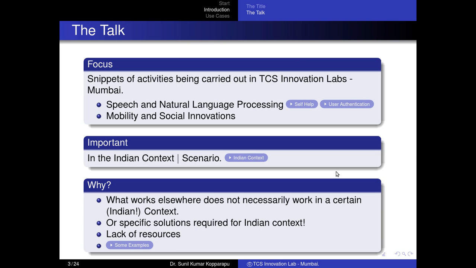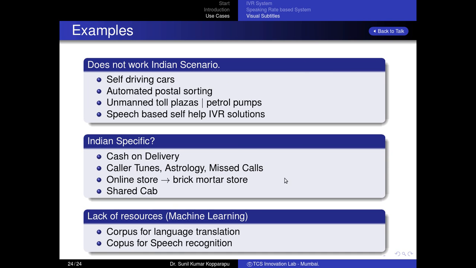And why is it that one has to look at the Indian scenario? The reason is because what works elsewhere does not necessarily work in a certain context, like the Indian context, and certain contexts require specific solutions. And when there is a lack of resources, what do you do? Let's look at some of the examples.